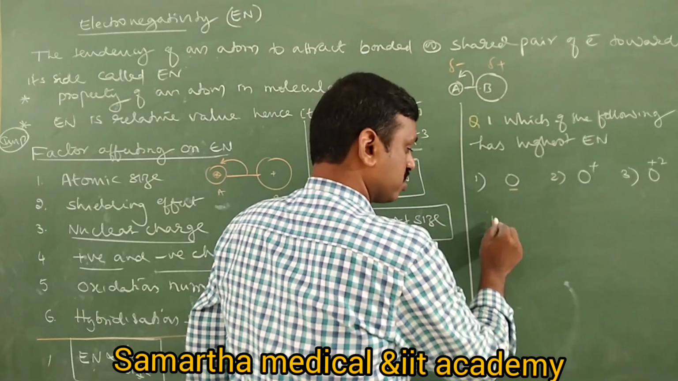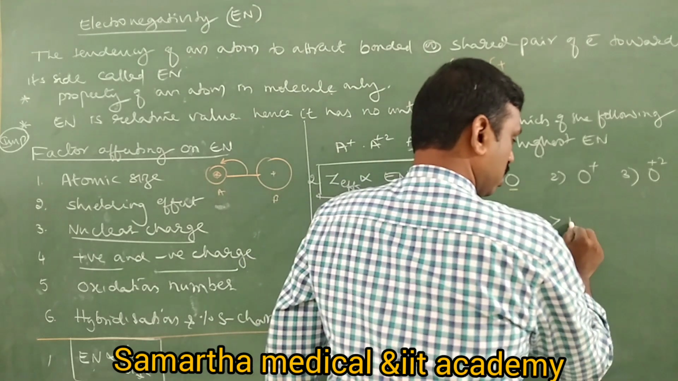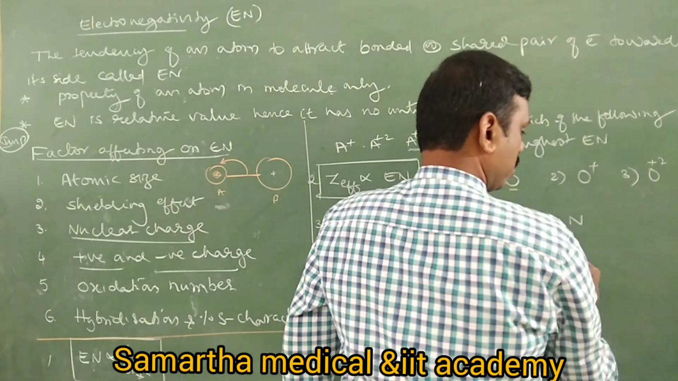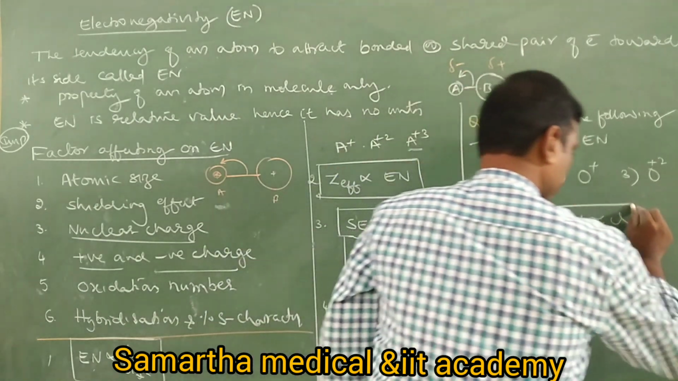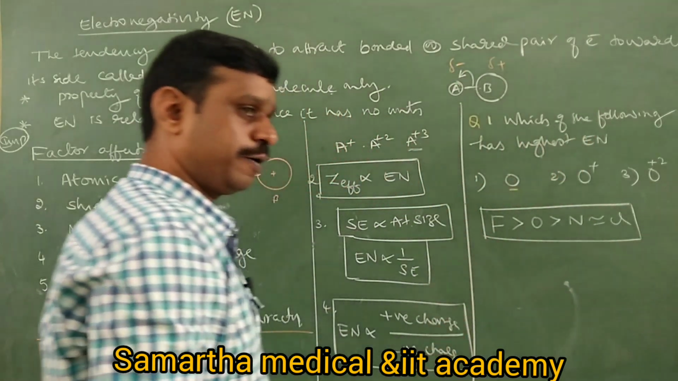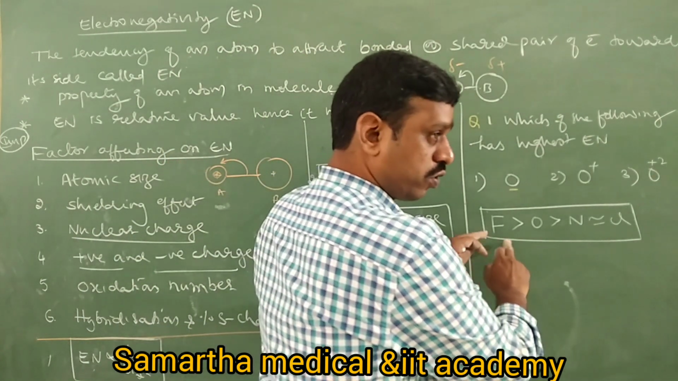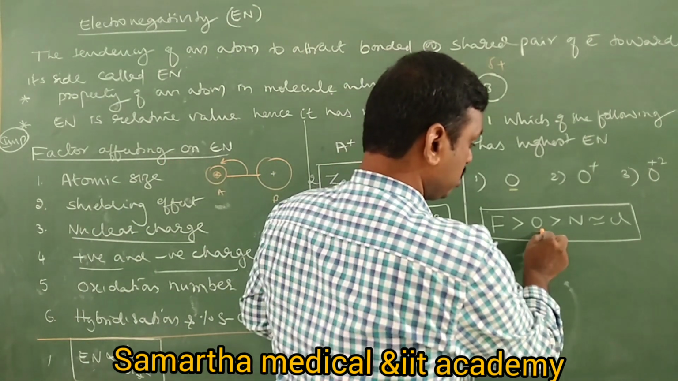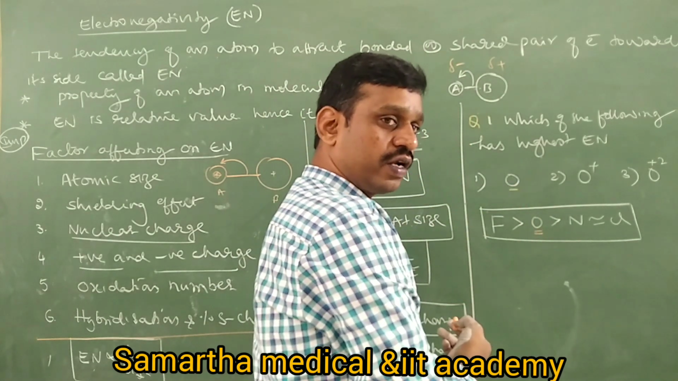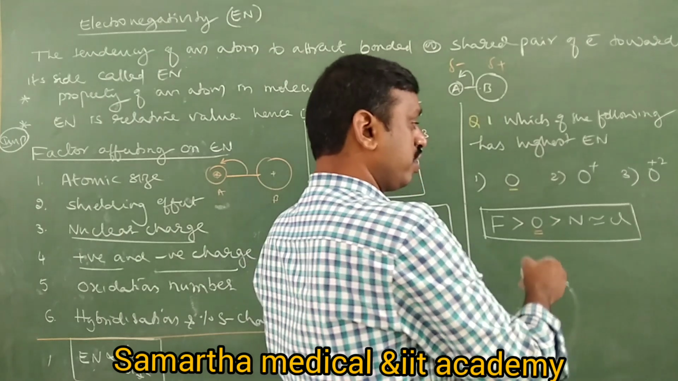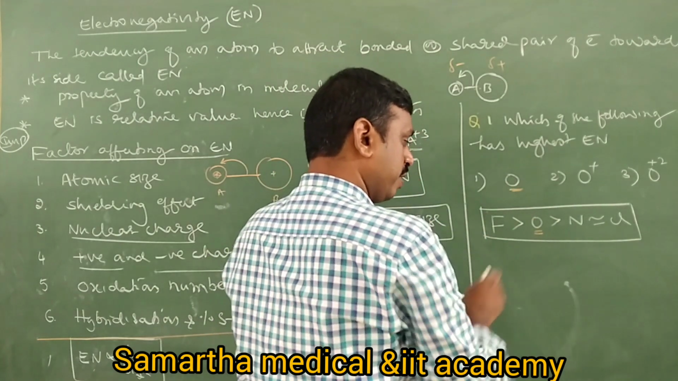Which element has the highest? Fluorine is greater than oxygen, which is greater than nitrogen, which is approximately equal to chlorine. This is the order you need to remember, and it is important. So fluorine has the highest electronegativity and oxygen has the second highest. Therefore, of course, oxygen has more electronegativity.